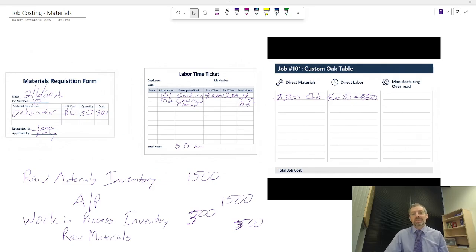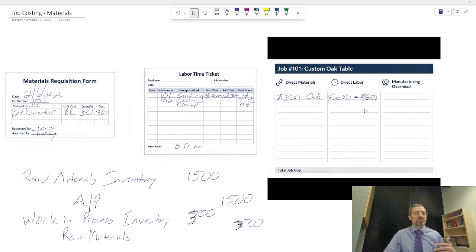Hi everyone. Let's take stock of where we are. We have our job cost sheet and we have learned how to trace our easy costs, the direct materials and the direct labor, directly onto that sheet using the source documents, the materials requisition form and the labor time ticket. Right now our job cost sheet for job 101 might show $300 in direct materials, 4 hours in direct labor that cost us $120.